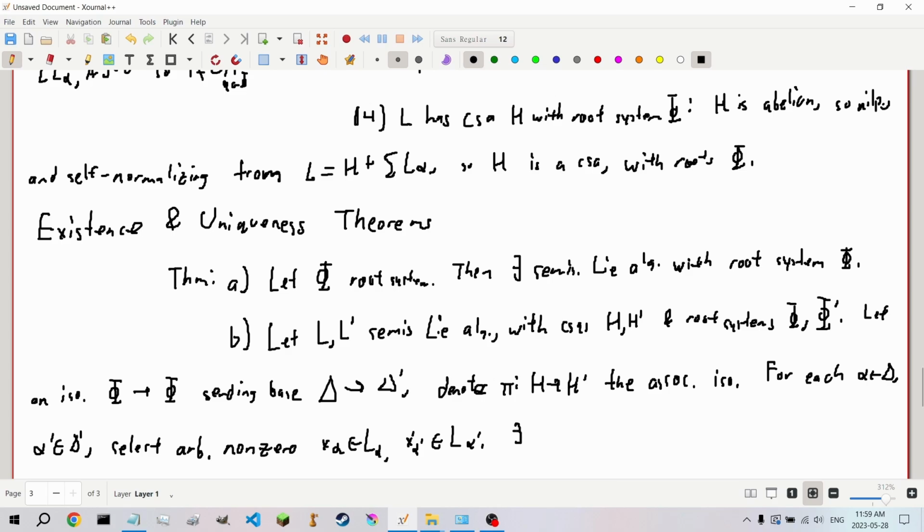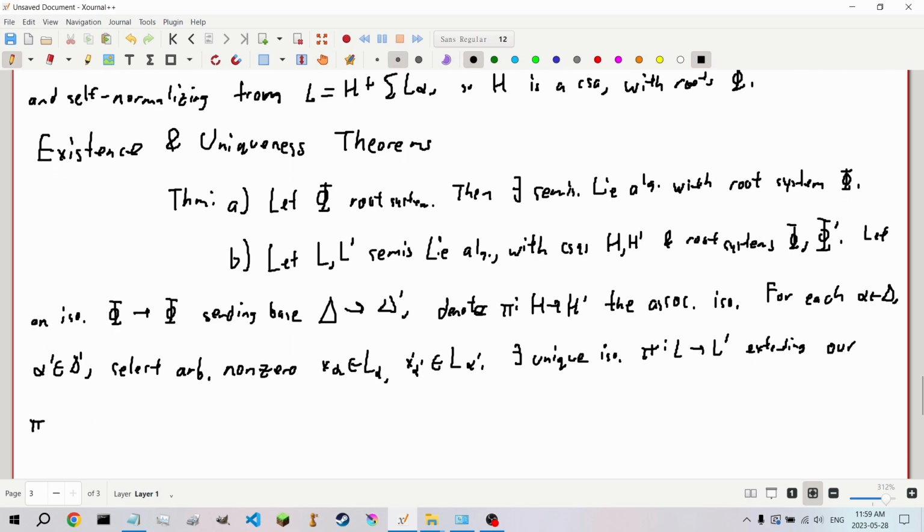There exists a unique isomorphism pi from L to L prime extending our previous pi from H to H prime, with pi of each x alpha being x prime alpha prime. Now the proof.